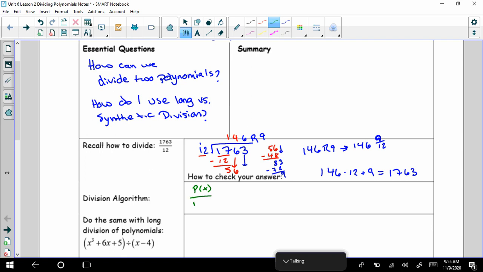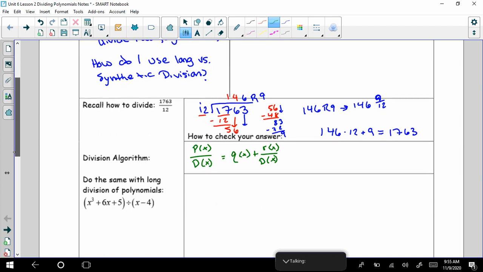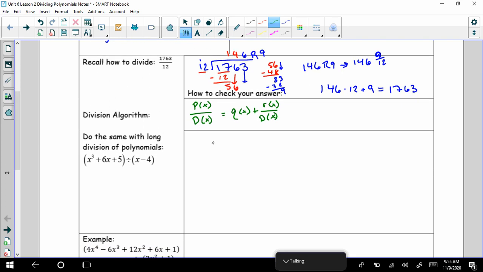Okay, so your division algorithm, or the formula for this, is to take your P of x over D of x, and then you will have your quotient, your answer function, plus your remainder back over your divisor, which we'll call D of x. And so that's kind of the format that these answers should be in.